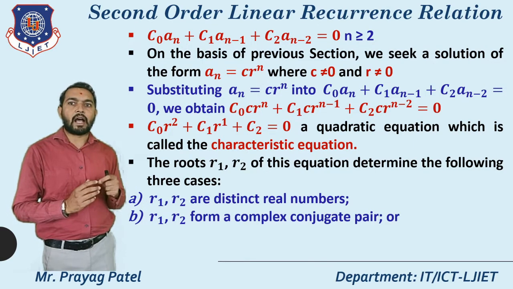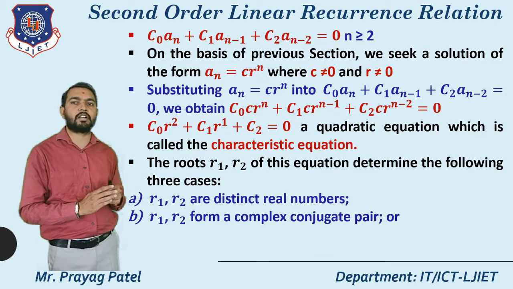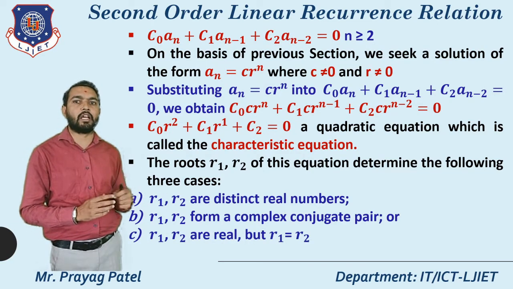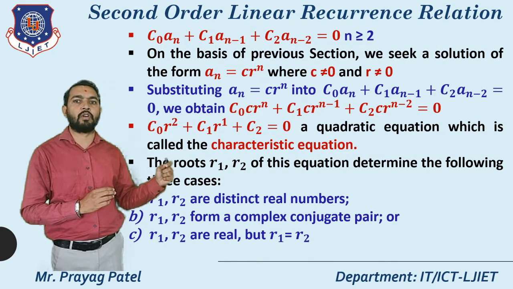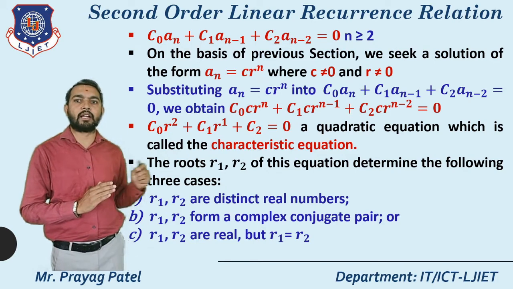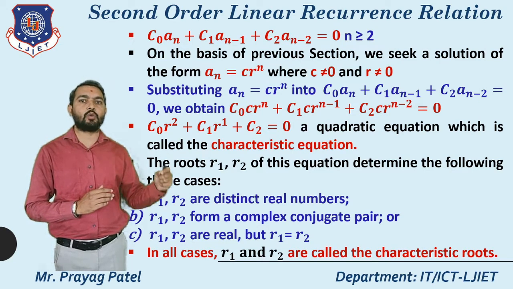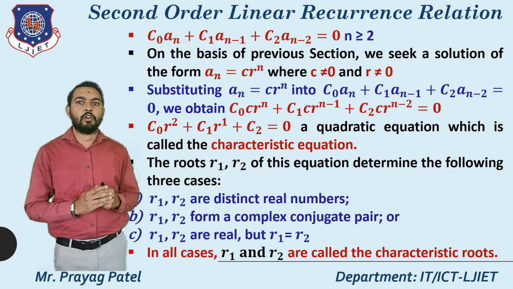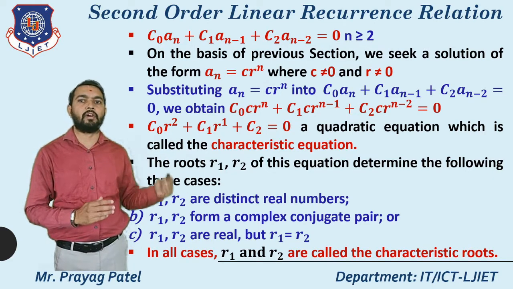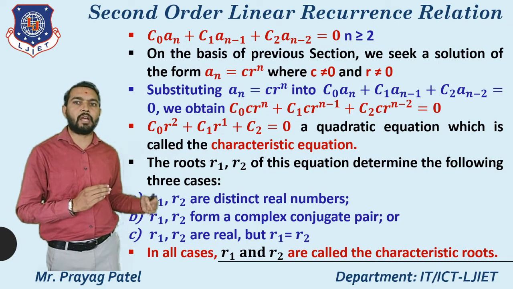Now the second case: R1 and R2 are complex. So this second case is considered the complex root case. And the third case: R1 and R2 are real numbers, but R1 is equal to R2. That means both values are equal, then consider this case number 3. So in all the cases, R1 and R2 are called the characteristic roots. So in the characteristic equation, we have to find the characteristic roots from the given equation using any of these three methods. Method 1 means A, B and C.